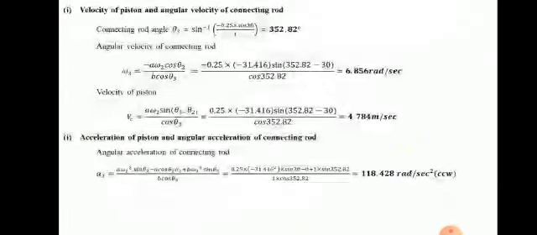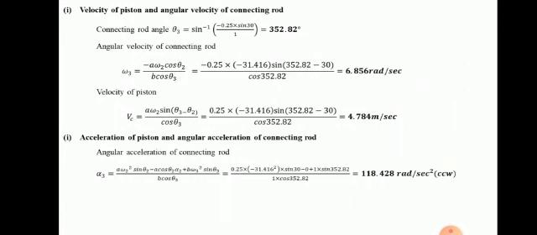Now the velocity of the piston and angular velocity of the connecting rod. Connecting rod angle theta 3 is equal to, using the formula, sine inverse of minus A into sine 30, the crank angle, divided by the length B, which is 352.82 degrees. Angular velocity of the connecting rod, omega 3, is minus A omega 2 cos theta 2 divided by B cos theta 3. We will calculate it as 6.856 radian per second.